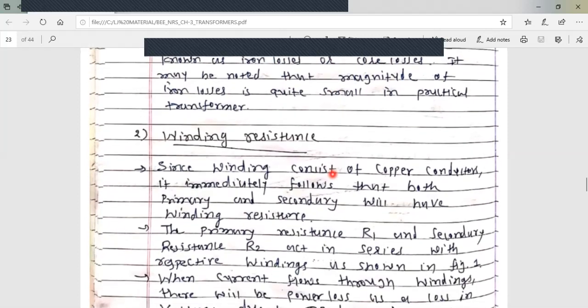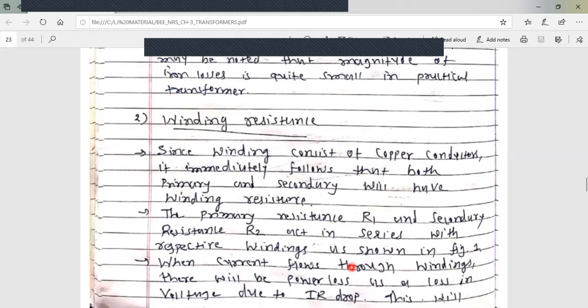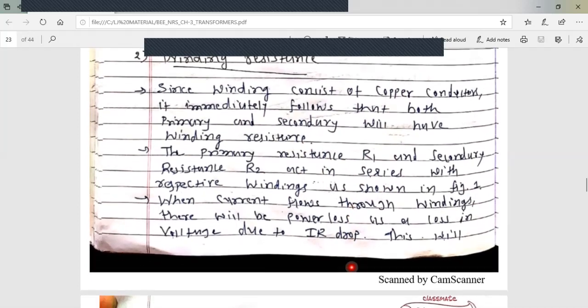Same way, winding resistance. Since the winding consists of copper conductors, it immediately follows that both primary and secondary will have some winding resistance. If we consider R1 as primary resistance and R2 as secondary winding resistance, they act in series with the respective windings. Here we can see from the figure below.